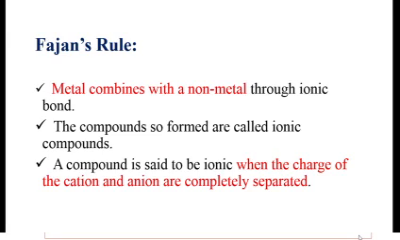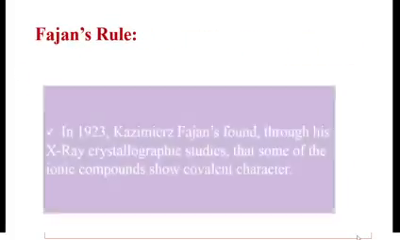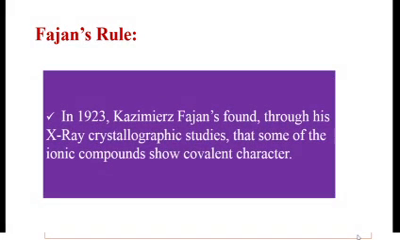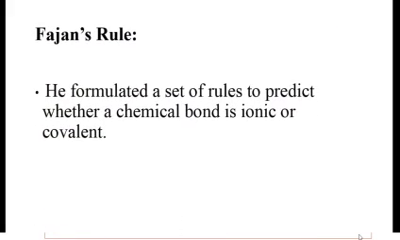So when the charge of cation and anion are completely separated, it is ionic, but in some cases the charges could not be separated. This was found out by the scientist Fajan in the year 1923. Through his X-ray crystallographic studies, he found that some of the ionic compounds show covalent character. So he predicted some rules to tell whether a bond is ionic or covalent. That rule is known as Fajan's rule.